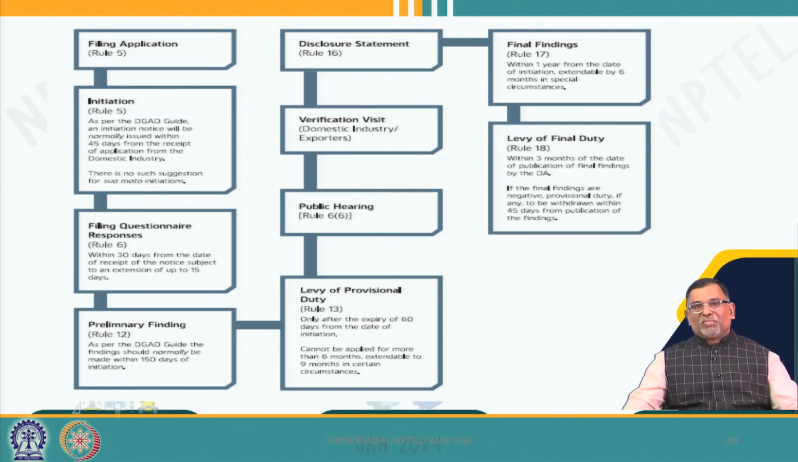Otherwise, in between, the authorities can go for a verification visit to the domestic industry or exporters. Mostly the Anti-Dumping Directorate people make the visit, whether they get data or not, it is unknown or confidential in nature. Then there will be a public hearing, maybe a public hearing under Rule 6(6) as well. Then provisional duties can be levied, and after the levy of provisional duty, it may go to the final findings, and then the levy of duties can finally be made under Rule 18.